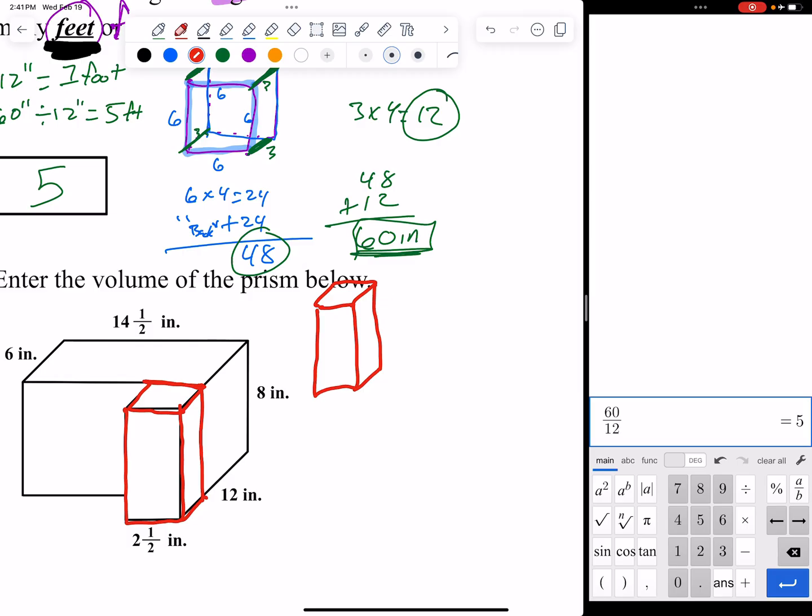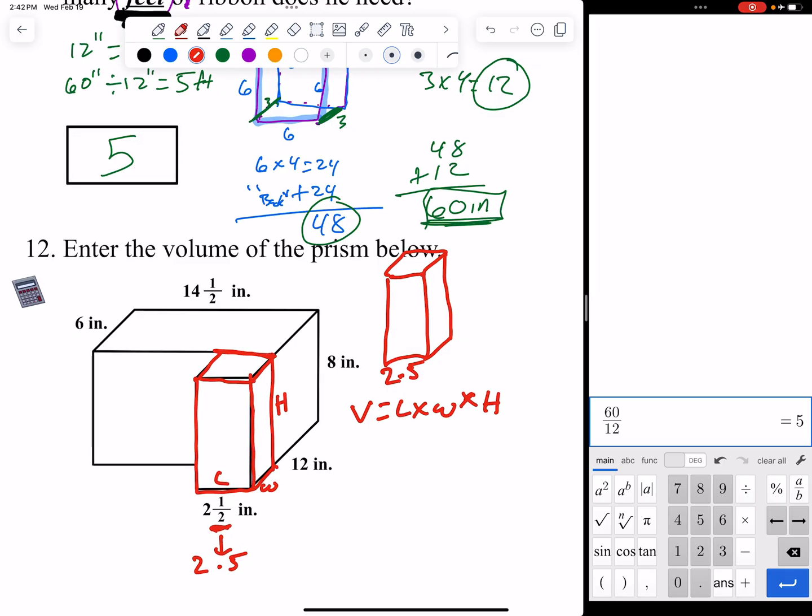So what are the dimensions for the volume? Volume equals length times width times height. So length, width, and height. Well, my length is 2.5. Notice what I did. I changed the 1/2, right? 1/2, I changed it to 0.5. Then my width is not 12.